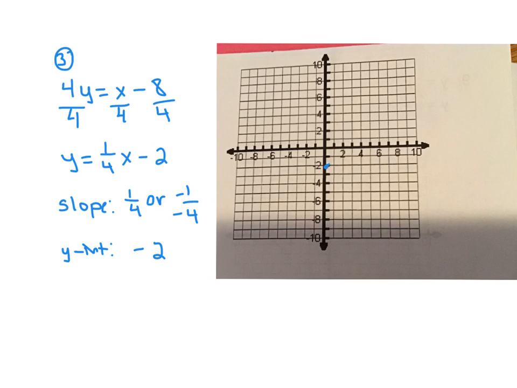All right, so I'm going to start at negative 2, up 1 over 4, up 1 over 4, down 1 over 4, down 1 over 4. Draw your line. Check your slope is positive. It's going uphill. We're good.